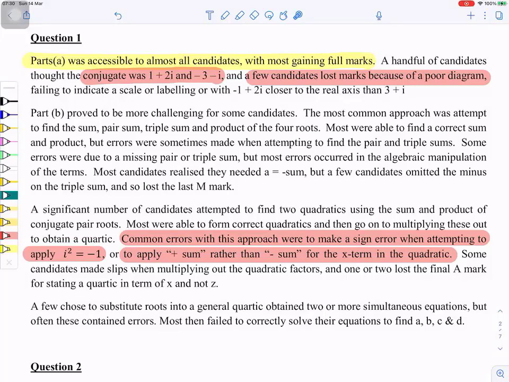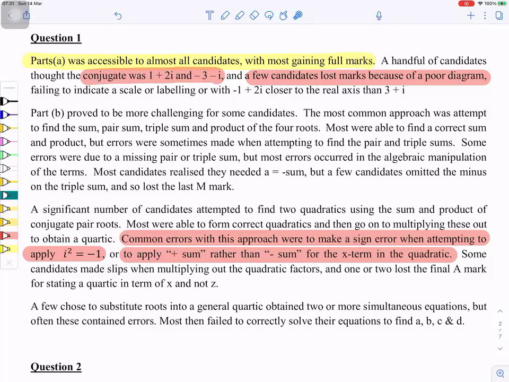And a few candidates lost marks because of a poor diagram. That's easy marks to get in your exams. Use a ruler, draw your diagram neatly. Poor diagram, failing to indicate a scale or labeling, with minus 1 plus 2i closer to the real axis than 3 plus i. So you have to draw the diagram neatly and put a scale and number it. The real axis, the imaginary axis, so that you don't lose that mark.